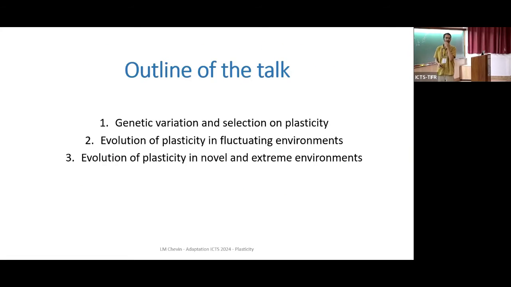Okay, so this was kind of the introductory part, and now the outline of this talk is that I want to start with general considerations about genetic variation and selection on plasticity, how this works. Then I want to move on to a bigger section about the evolution of plasticity in fluctuating environments. This is the main part of the talk, I guess.